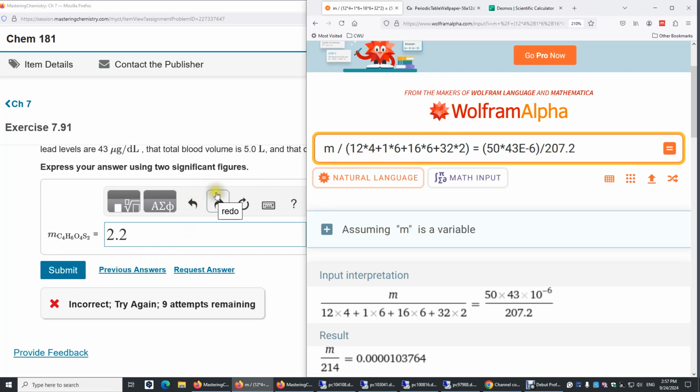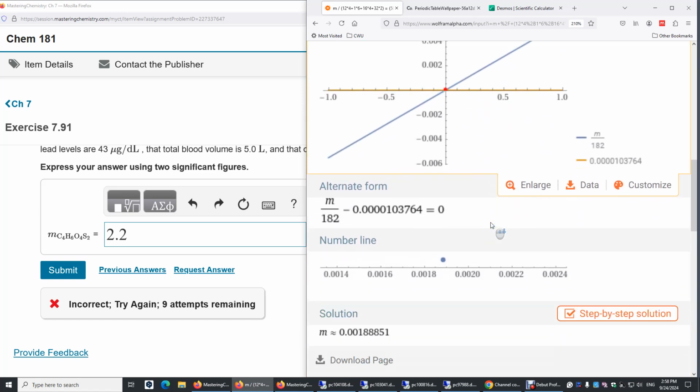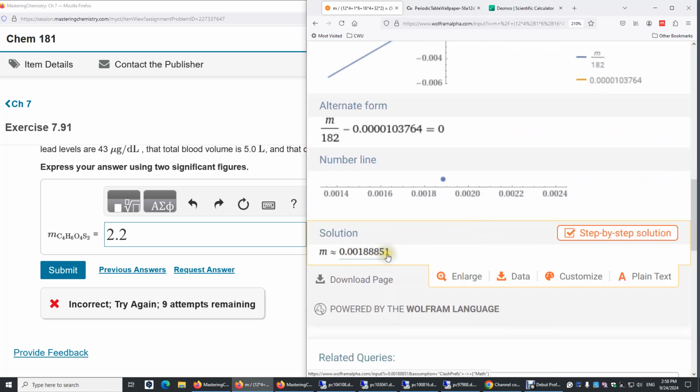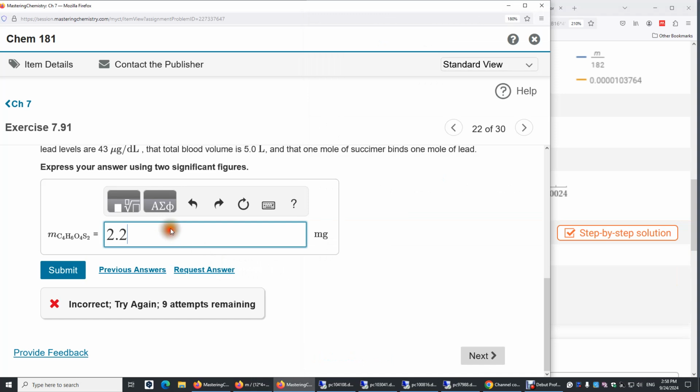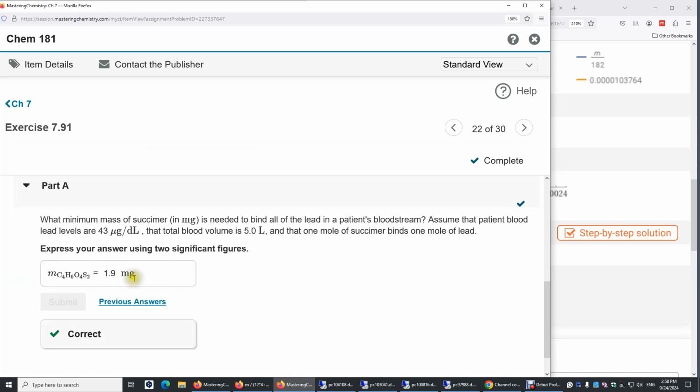I think I made a mistake over here. There are only 4 oxygen atoms. I put 6 here. I've got a new number here, 0.0019 grams or 1.9 milligrams. Right now it's correct.